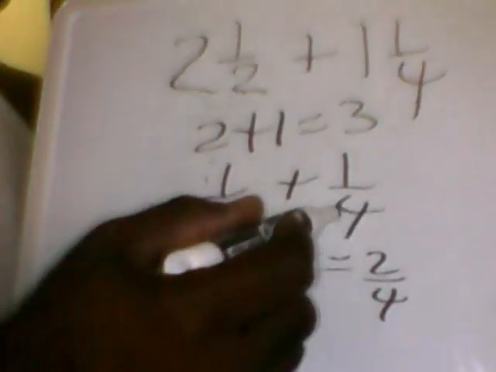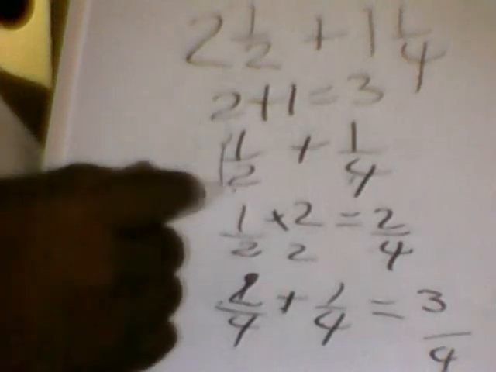So now that both fractions have the same denominator, we can add them. So we have 2 over 4 plus 1 over 4, and it will equal 2 plus 1, which is 3 over 4. Very good. So note that this 2 quarters here is this half, and this quarter is this quarter here. So all I did was change the half into an equivalent fraction which has the same denominator as this fraction, and then I can add them easily. So my final answer would be 3 and 3/4. Good.